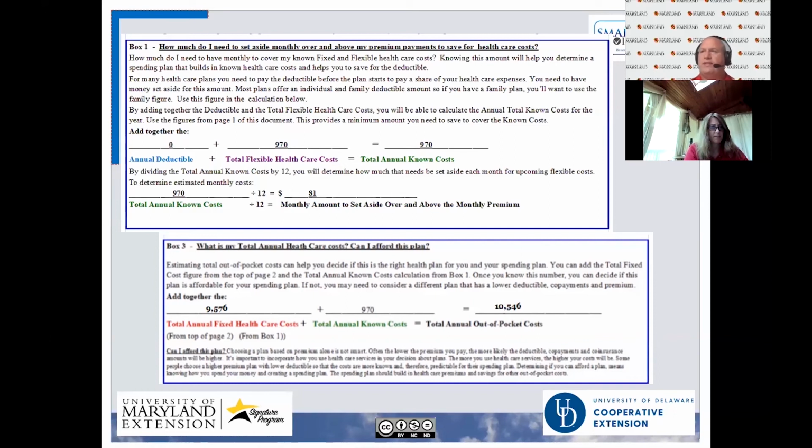How much money do you need to set aside? And the best way to kind of start to do that is to look how you spent your cost in the past, how often you went to the doctor, how often you fill prescriptions. You can use that past information to determine what your costs may be in the future.